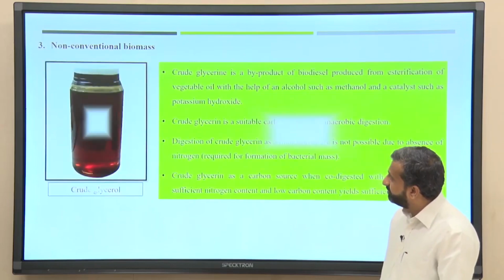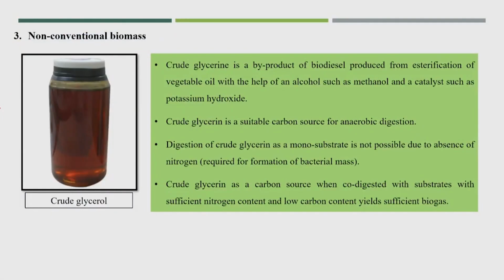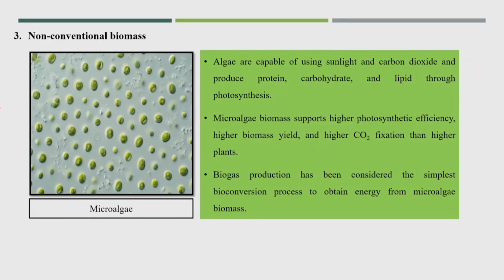Now, another non-conventional biomass, like crude glycerol, could be one of the substrates for the anaerobic digestion process, which is produced from different processes. Now, this is another one, the microalgae. This is also produced in huge amounts. Algae are capable of using sunlight and carbon dioxide to produce protein, carbohydrates and lipid through the photosynthesis process. Microalgae biomass supports higher photosynthesis efficiency, higher biomass yield and higher CO2 fixation compared to higher plants. Biogas production has been considered the simplest bioconversion process to obtain energy from microalgae biomass.